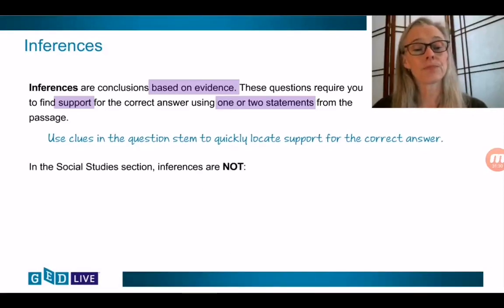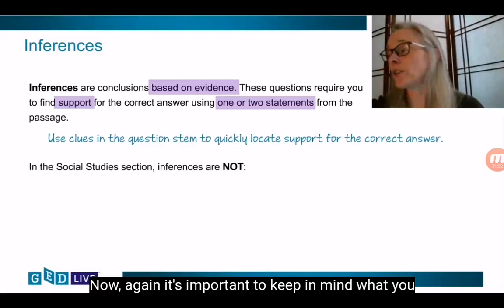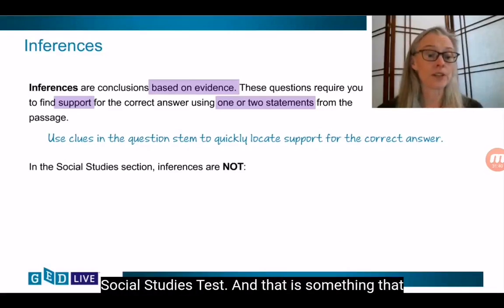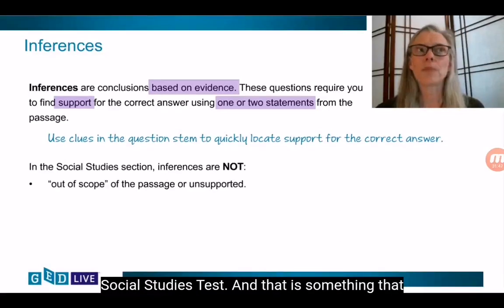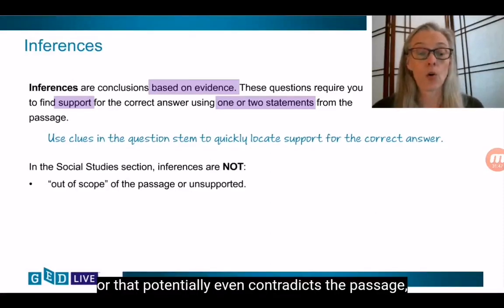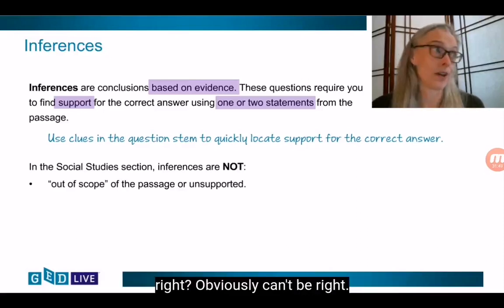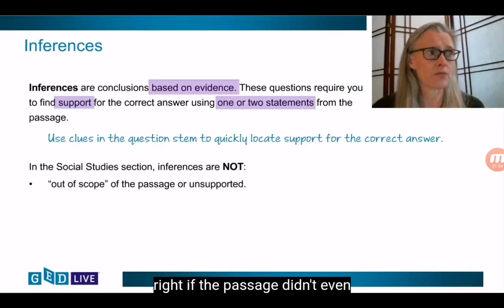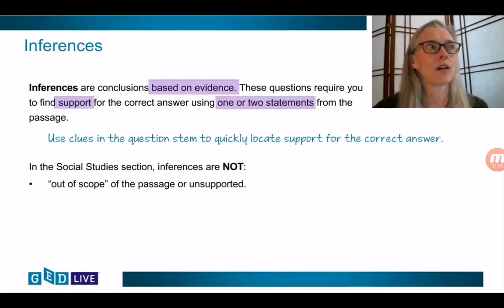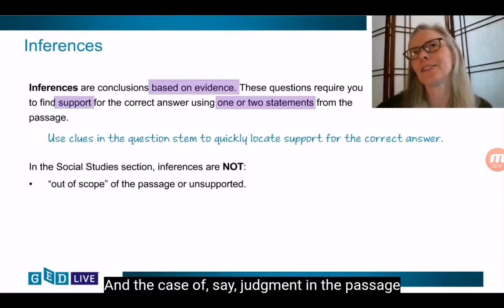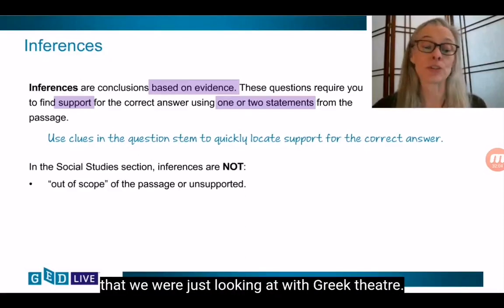Now, again, it's important to keep in mind what you are not going to see in an inference on the GED Social Studies test. And that is something that is just beyond what the passage talked about, or that potentially even contradicts the passage. Obviously can't be right. And again, something can't be right if the passage didn't even make any kind of reference or hint towards it. In the case of, say, judgment in the passage that we were just looking at with Greek theater.